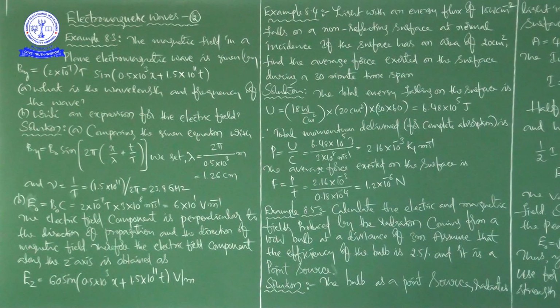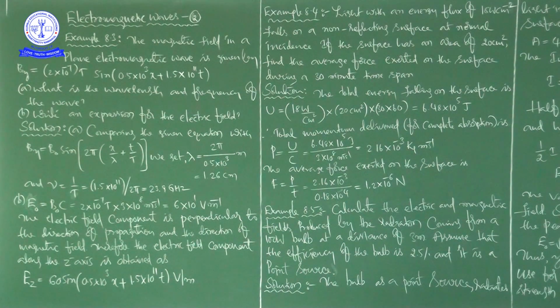Light with an energy flux of 18 watt per centimeter square falls on a non-reflecting surface. I hope you are able to imagine what is meant by a non-reflecting surface, right? So whatever energy is incident on that particular surface, it will completely absorb. It will completely absorb. That is what a non-reflecting surface is. At the same time, three things will be there. You have to think about these three things.